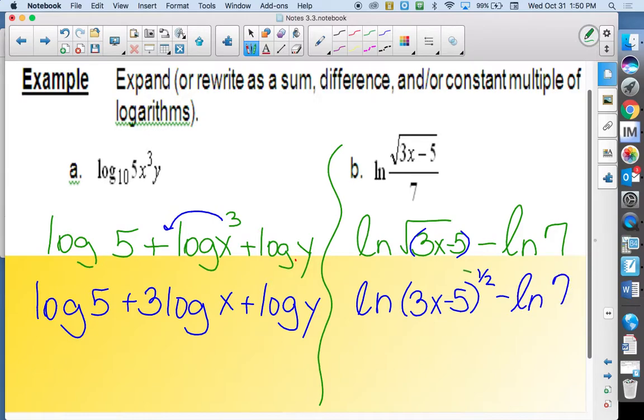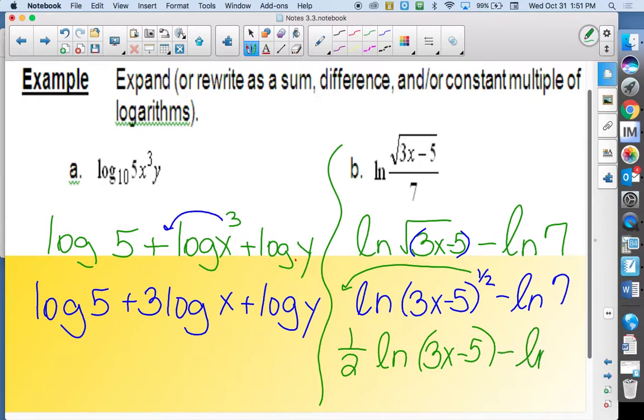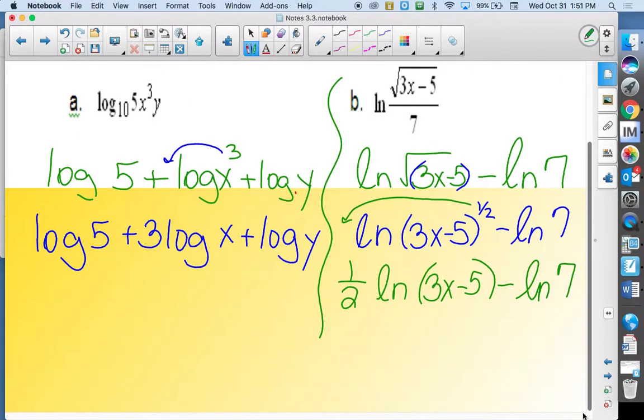So the 1/2 power would bump in front, and we'd have 1/2 times the natural log of 3x minus 5. But that 3x minus 5 is grouped with one natural log, and it's contained together in parentheses. So if it was underneath a radical, they're grouped together in parentheses, so we cannot separate them. And then the natural log of 7. Questions?